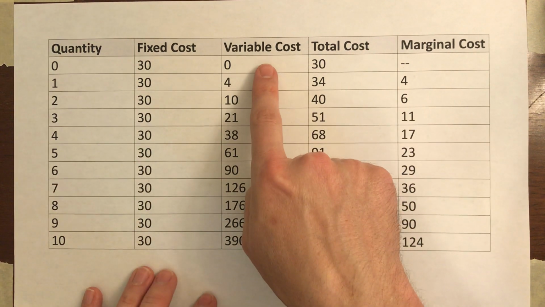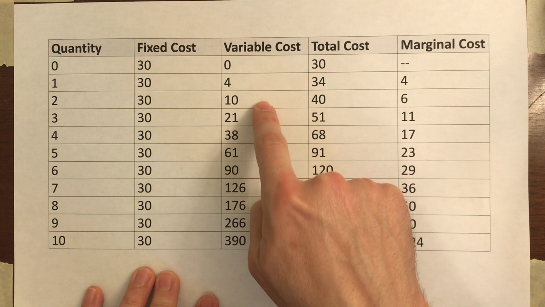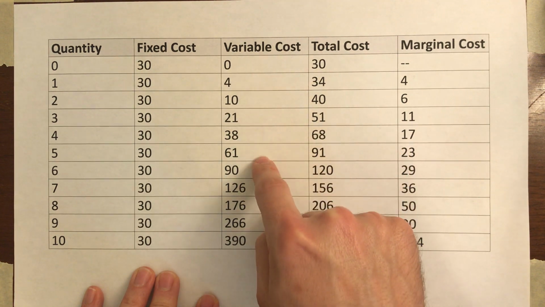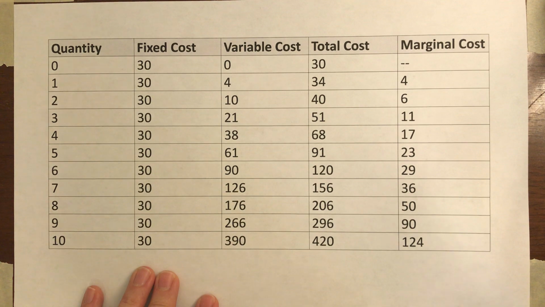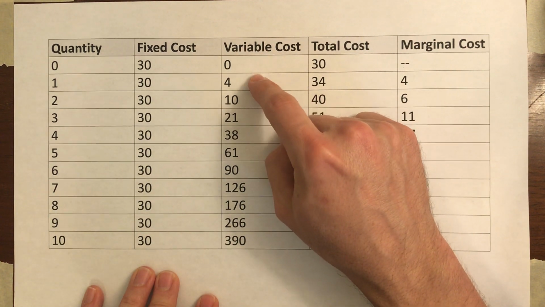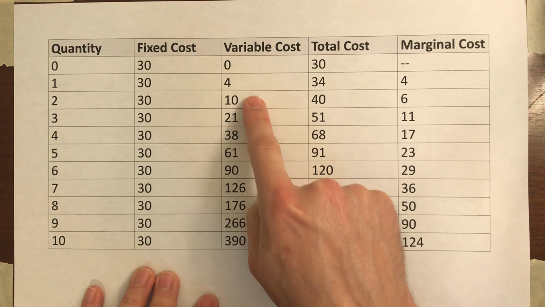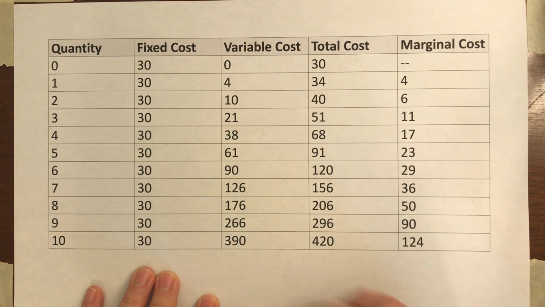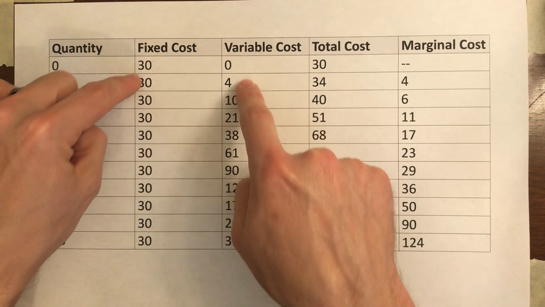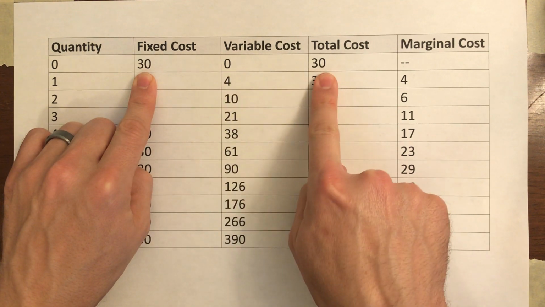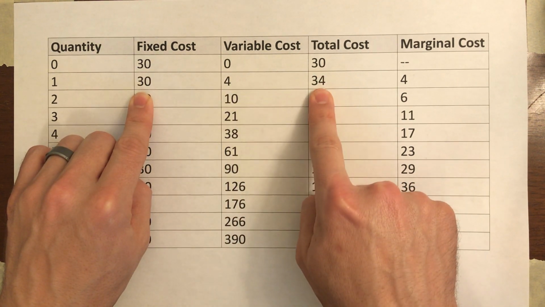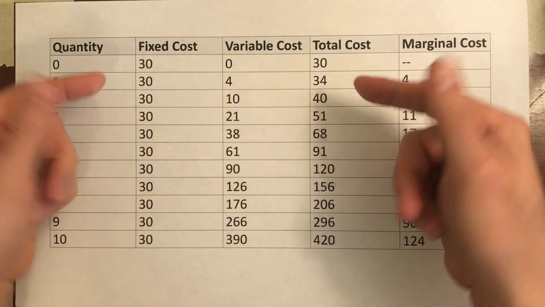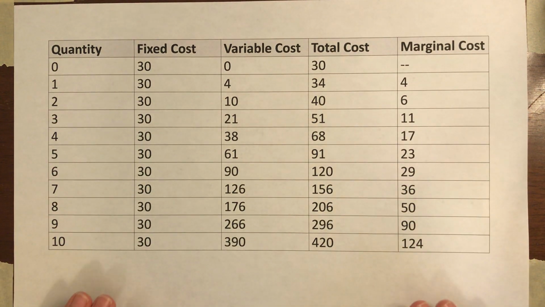Okay. Now in this example, the variable cost, as you produce more units, it gets costlier and costlier to produce. So variable costs go from 0 to 4, then from 4 to 10 if you're producing 2 units, from 10 to 21 if you're producing 3 units, and so on. Those variable costs just keep getting bigger. They always get bigger as you produce more units. Okay. Total cost, you'll notice that the numbers in these columns are always just the sum of these two numbers. So 30 plus 0 is 30. 30 plus 4 is 34. 30 plus 10 is 40, and so on, all the way down to unit 10.